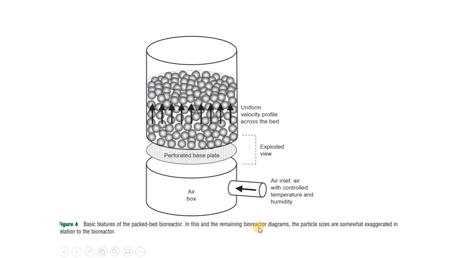In this case, as in the remaining bioreactor diagrams, the particle sizes are somewhat exaggerated in relation to the bioreactor. This is the air box, through which the air is passed by a filter. And there is a perforated base, the porous base, through which the same air is lifted up to the vessel. This is the stainless steel vessel placed on the perforated gas plate, and within the vessel the substrate is placed.